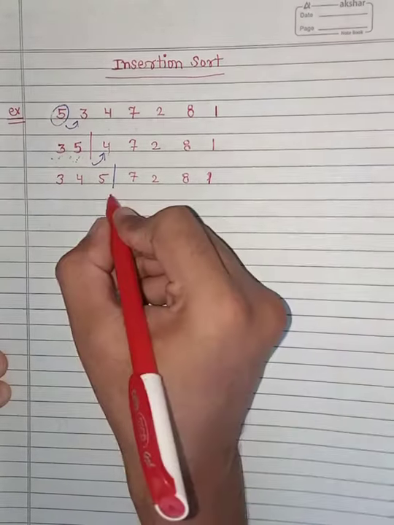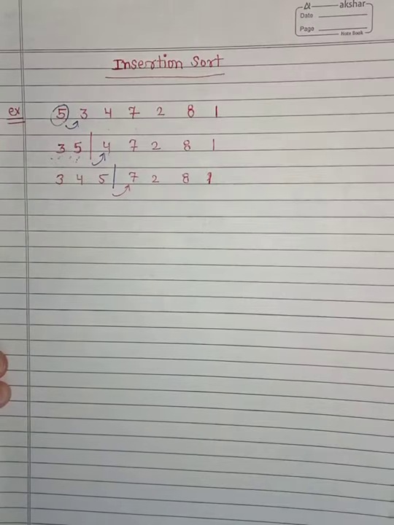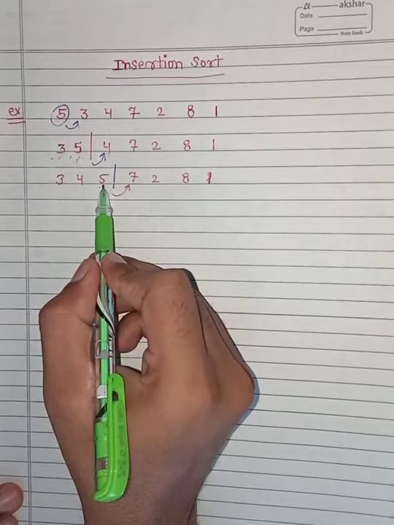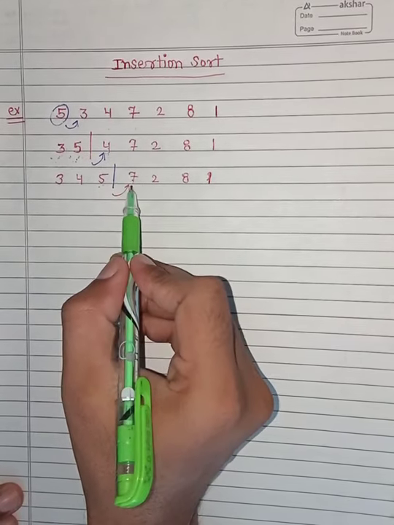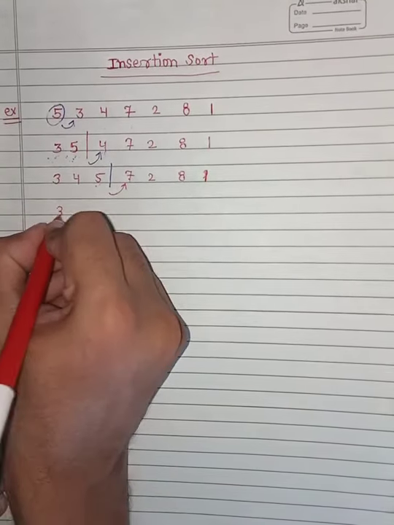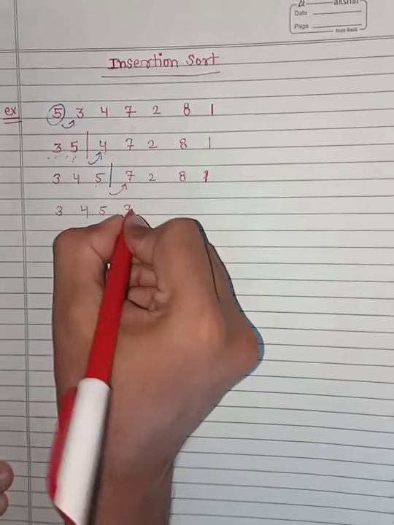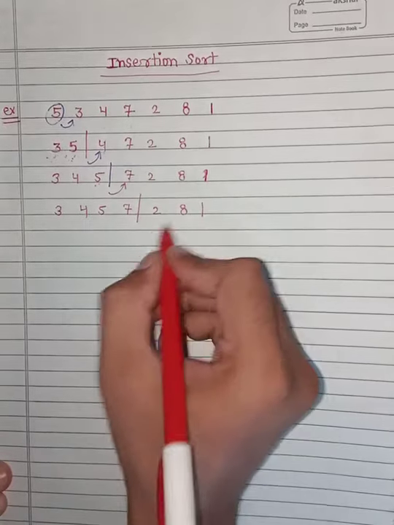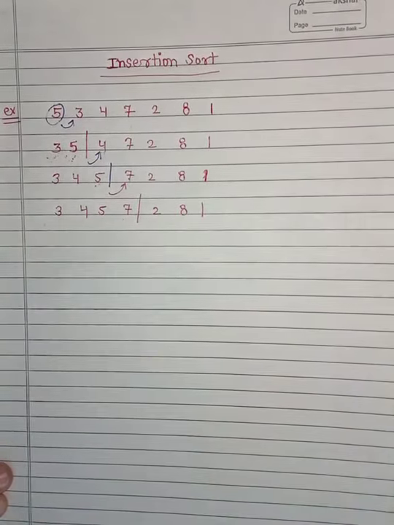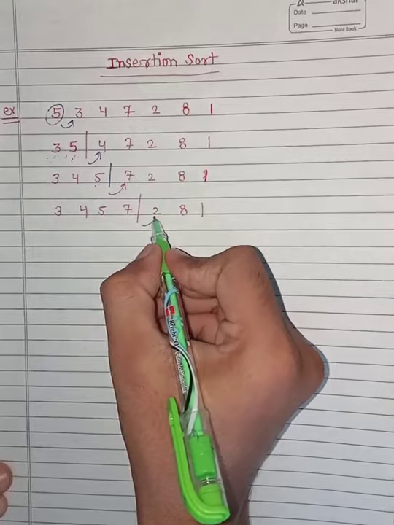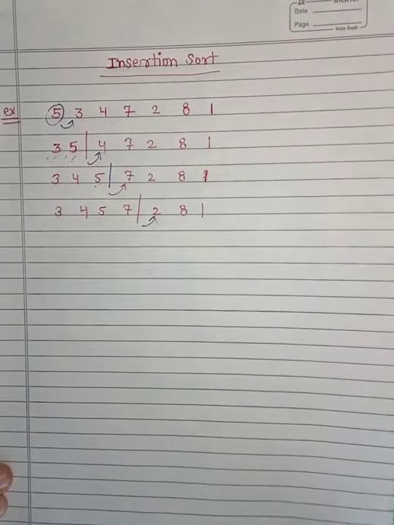Now the pointer is at element 7, and now 7 will be compared with its left element. 7 is greater than 5, so it is in its correct position, so 7 will be here. 3, 4, 5 and 7. So 3, 4, 5 and 7 are sorted now, and the pointer is at 2.